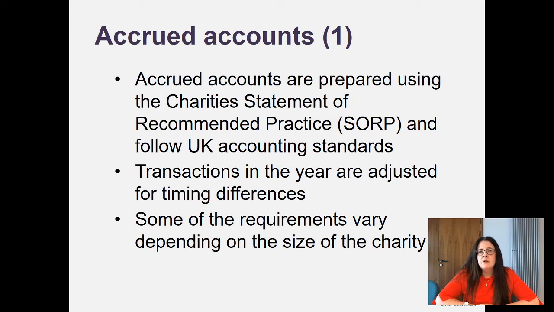Some of the requirements in accrued accounts vary depending on the size of the charity. In the main, this means that very large charities, that means they have an income of more than £500,000, have some more detailed requirements to comply with. Specifically, they have more disclosure requirements, and also they have to produce a cash flow statement.